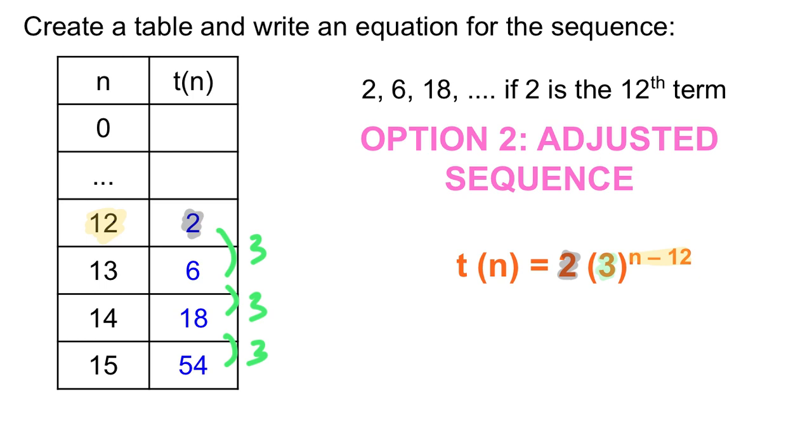The adjustment for your exponent is just going to come from your n value. So if you're using 12 as your n value, you would do n minus 12. And the adjustment for your initial value, the 2, comes from what you have under your t of n value. So that's a second option for how you can write adjusted sequences for geometric equations.